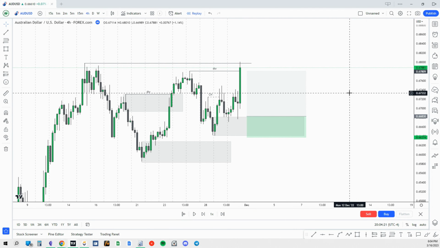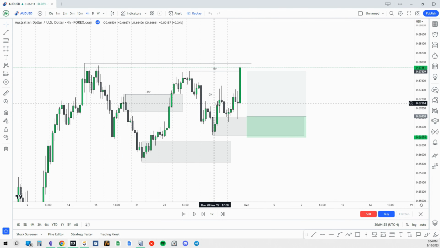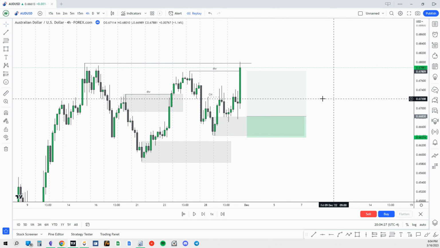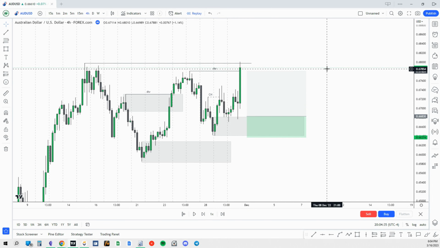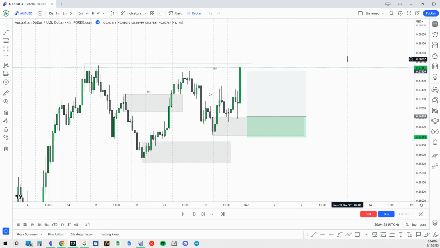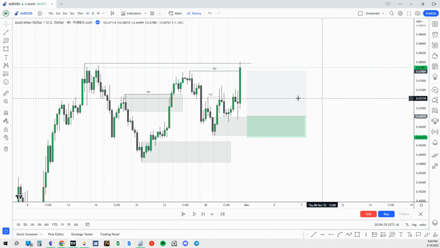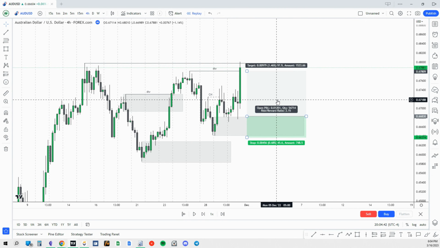I mean, using refinement and confirmation entries. Well, this technically is a confirmation entry using a change of character, but using refined zones, if, for example, you were using on a lower time frame this candle, and this was your entry, then you would have gotten a much higher risk to reward. But even nonetheless, 1 to 2 is a great trade for most traders.